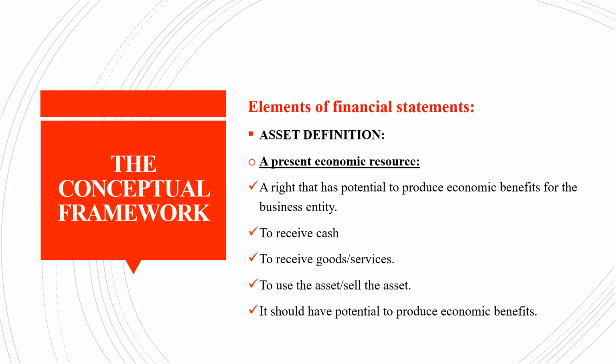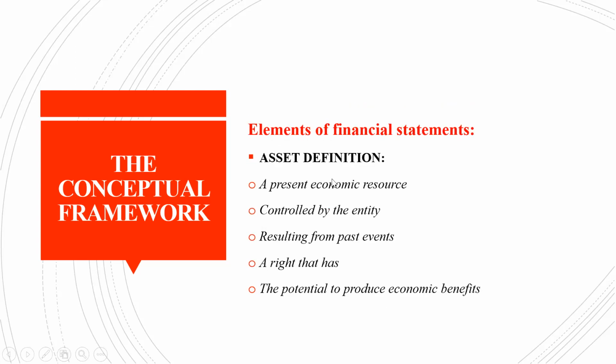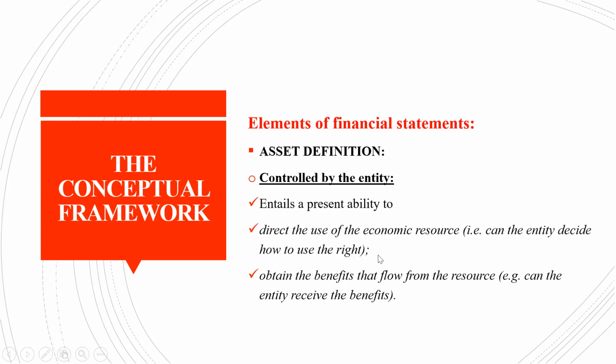Present economic benefit. Then we go to the next one. Controlled by the entity. Remember the definition says a present economic resource controlled by the entity resulting from past events, okay? So if it is controlled by the entity, here's what it means. If the company has control over an economic resource, it simply means that they're able to direct the use of the economic resource and also they're able to obtain benefits from the economic resource.